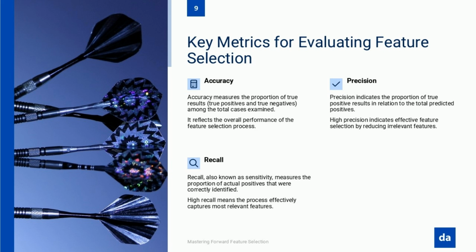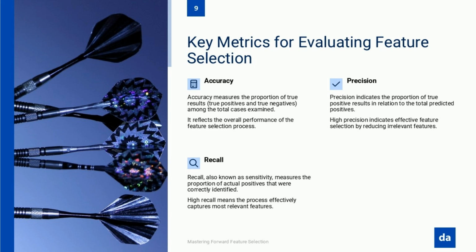A high F1 score means your model is both catching important cases and minimizing false alarms. Finally, we've got feature importance. Some models, like decision trees and random forests, can tell you which features actually contributed the most to predictions. If forward feature selection worked well, the most important features should match the ones we selected. If not, we might have left something important out or kept something we didn't need.